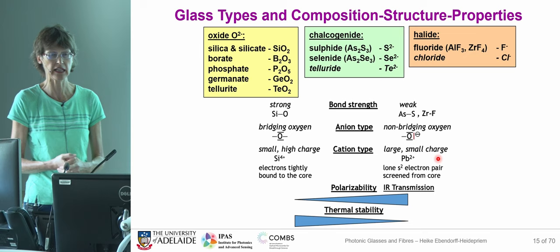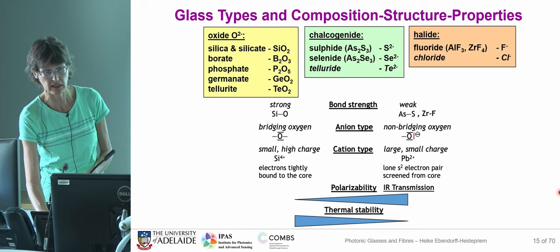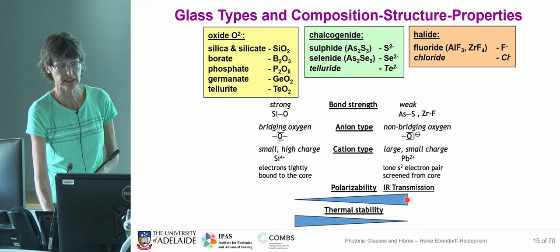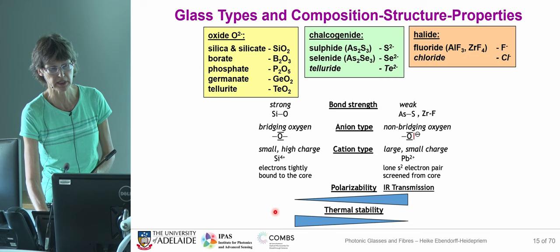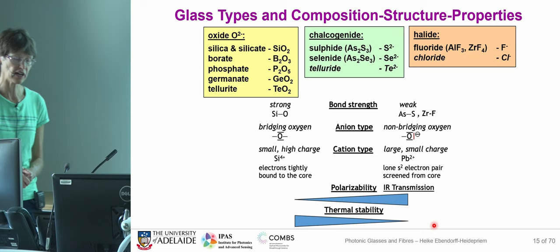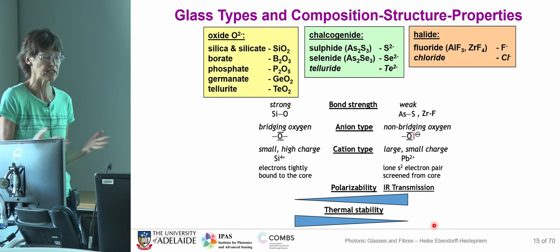And so therefore, from this side to this side, we have an increase in the polarizability and also in the infrared transmission. And so this already shows you infrared transmission goes with weak bonds and therefore goes opposite to the thermal stability of a glass. So unfortunately, nature does not give us an infrared transmitting glass with a high thermal stability because it's not chemically possible.